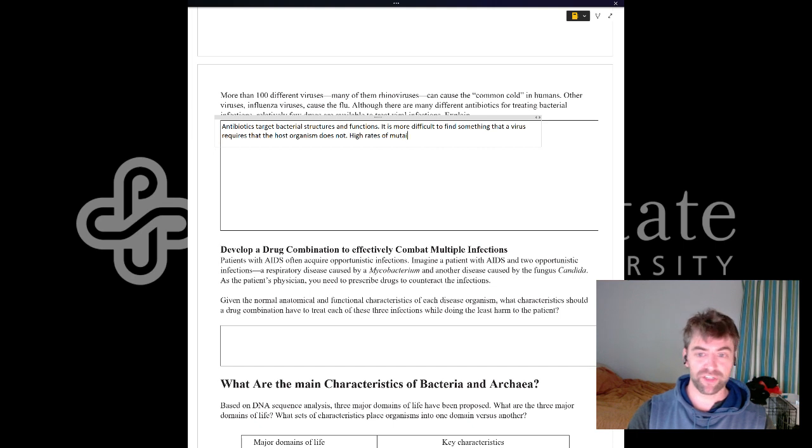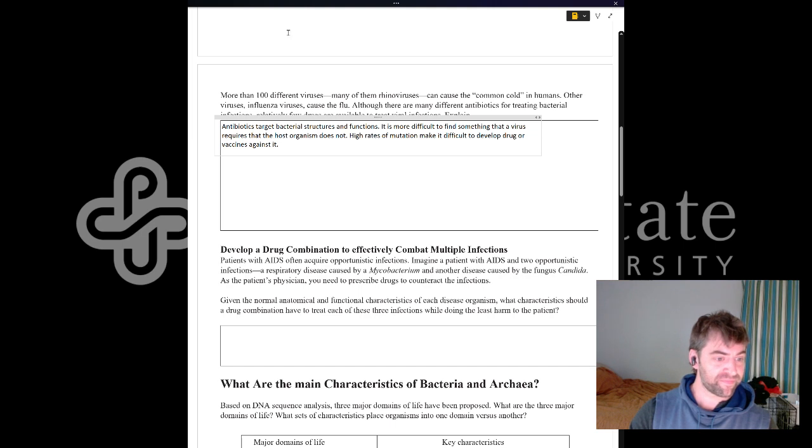High rates of mutation make it difficult to develop drugs or vaccines against it. So even when we find something, it tends to change very, very quickly.